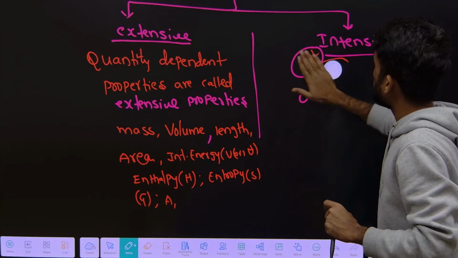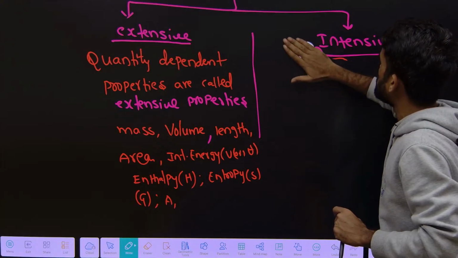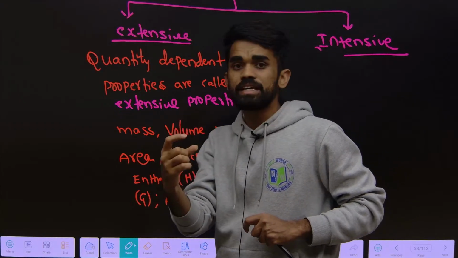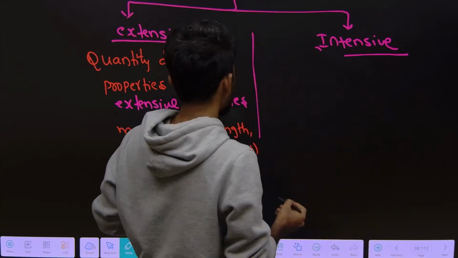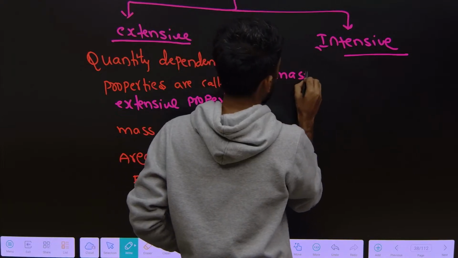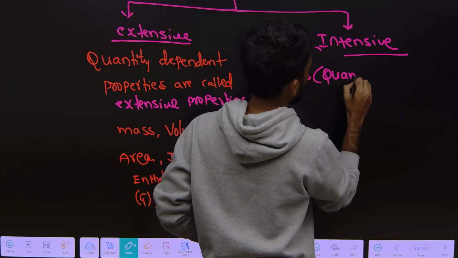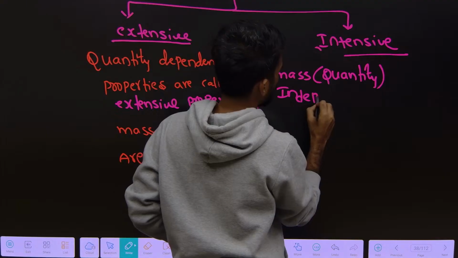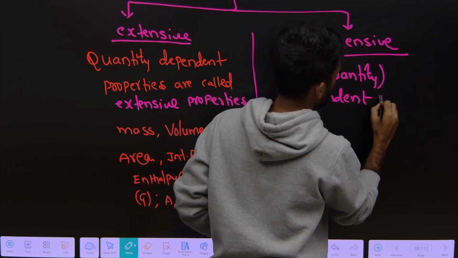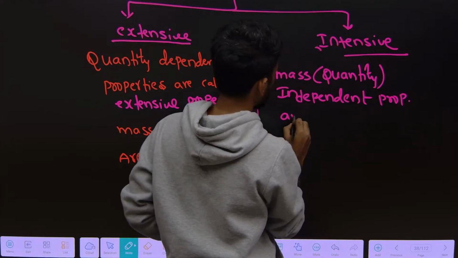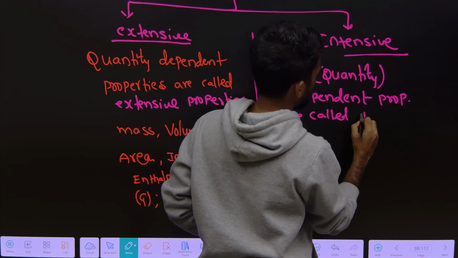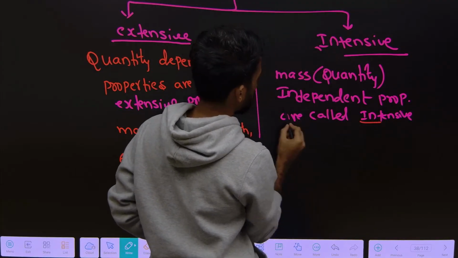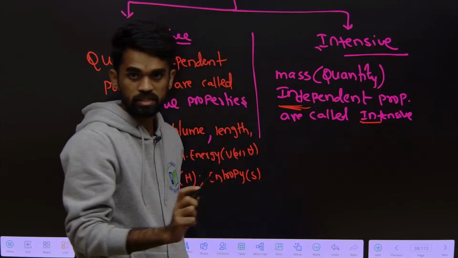So what are some examples? Melting point, boiling point, these are some examples, and along with this, density of water. So it means density is also an intensive property. So you can write: mass or quantity independent properties are called intensive. Simply you can remember, intensive, independent. Intensive properties are independent, that's it.